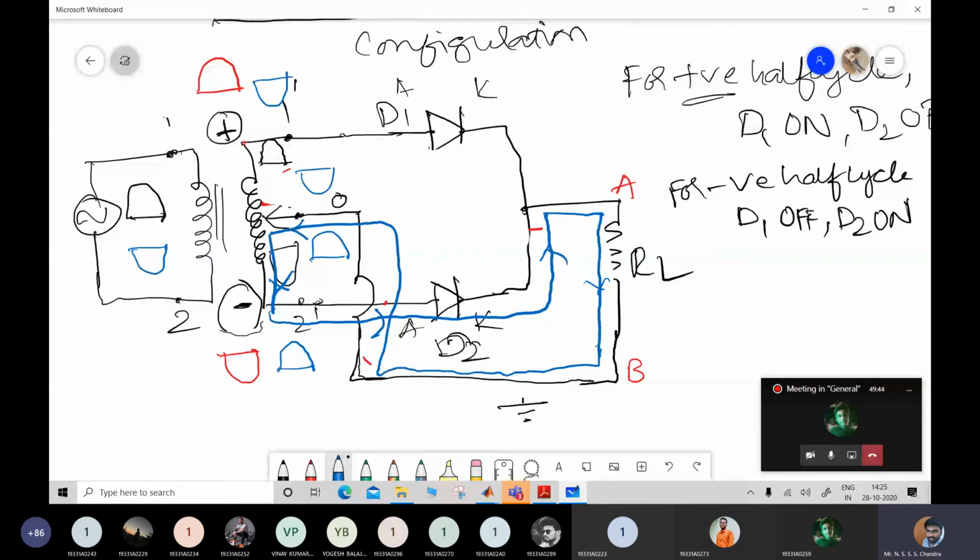So I can say that the current flowing through the load resistor is always unidirectional current. So I can call it a DC current. Okay, so we are getting a rectifier output across your load terminals. Okay, now we shall go back to the simulation diagram. I'll explain the simulation diagram and then we can proceed with the simulation.